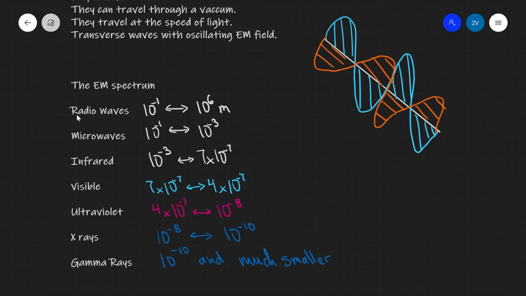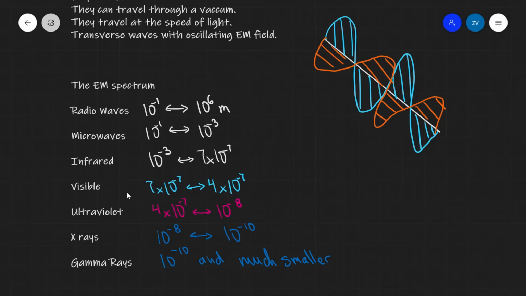At the longest wavelengths, we have radio waves, which are essentially longer than 10 centimeters to very long indeed. Microwaves tend to be of the order of a few centimeters, or 10 to the power of -1 to about 10 to the power of -3 meters. All of these, by the way, are in meters. After that, we get infrared radiation, which goes from 10 to the power of -3 to about 7 times 10 to the power of -7 meters.